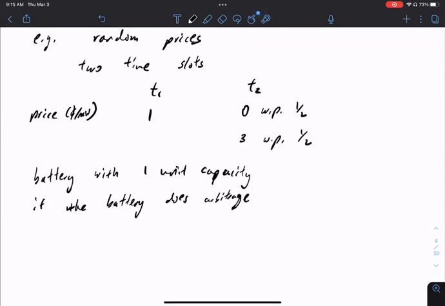Arbitrage means buy in the first period, sell in the second period. Let's look at what happens. So there are two possibilities for the profit. You may have a negative one profit with probability 1/2, because you bought the power and in the second period the price is 0. So you may have a -1 with probability 1/2, or 2 with probability 1/2, right?